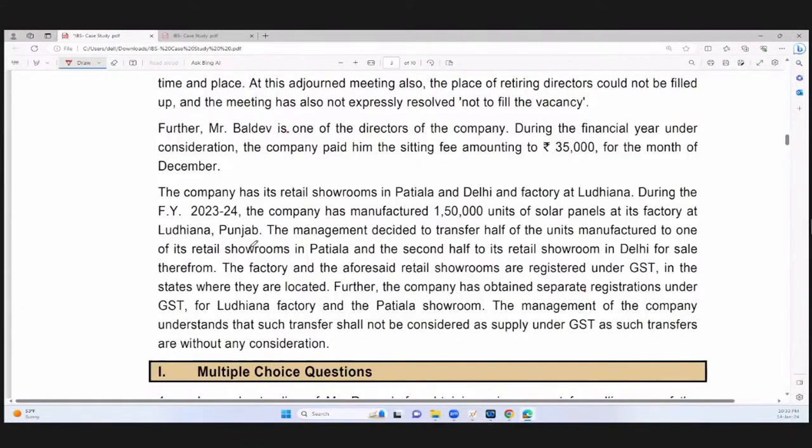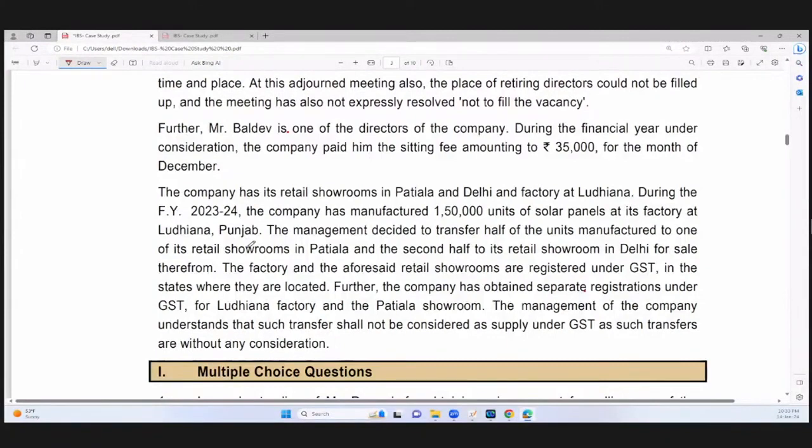Company has obtained separate registrations under GST for Ludhiana factory and Patiala showroom. Separate registrations हैं. So इसमें students, the management of the company understands that such transfer shall not be considered as supply because there is no consideration. Because such transfers are without any consideration.